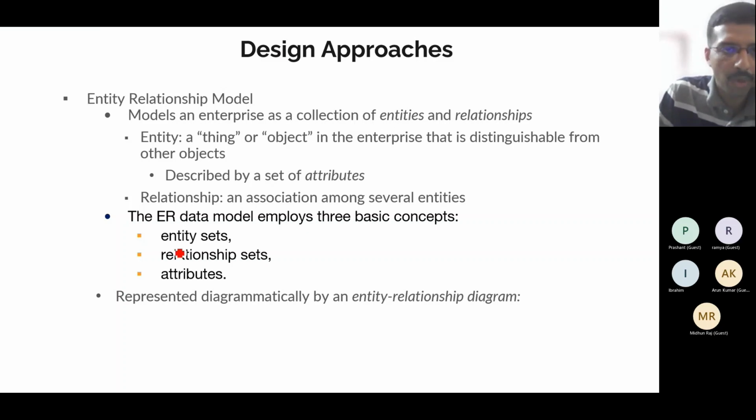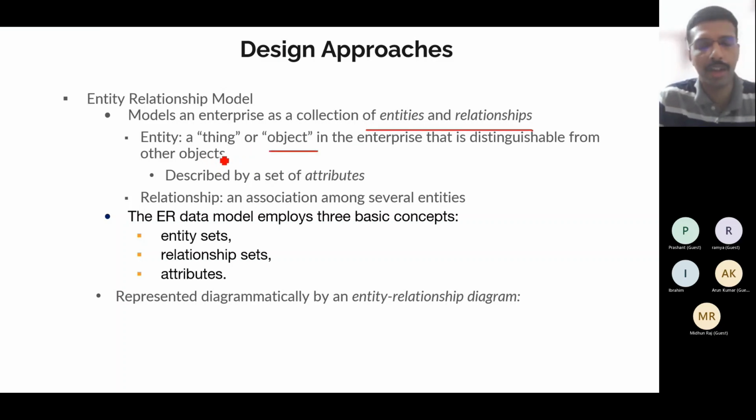Basically, it models an enterprise as a collection of entities and relationships, where entity means an object. Anything like a course or teacher or subject, university, anything that can be modeled as an object is called an entity. And a relationship is an association between entities, like a teacher teaches a course or a student enrolls for a course. So that enrolls or teaches will come under a relationship.